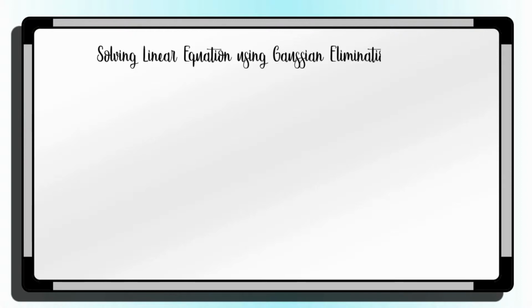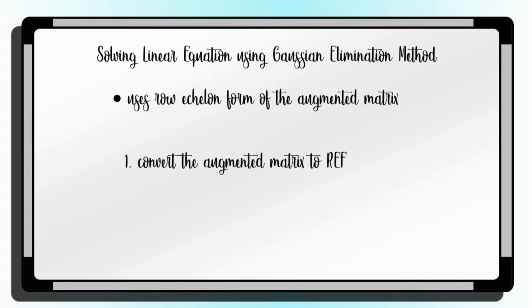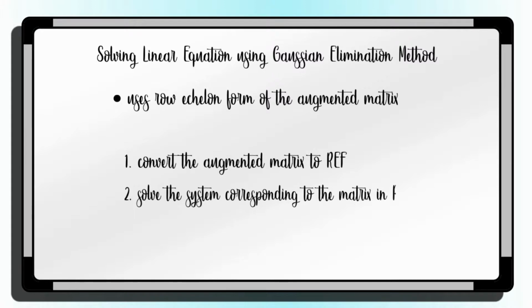Now that you already know what an augmented matrix is, we'll proceed in solving linear equations using the Gaussian elimination method. The Gaussian elimination method uses the row echelon form of the augmented matrix. First, convert the augmented matrix to REF, or row echelon form. Then, solve the system corresponding to the matrix in REF using back substitution.